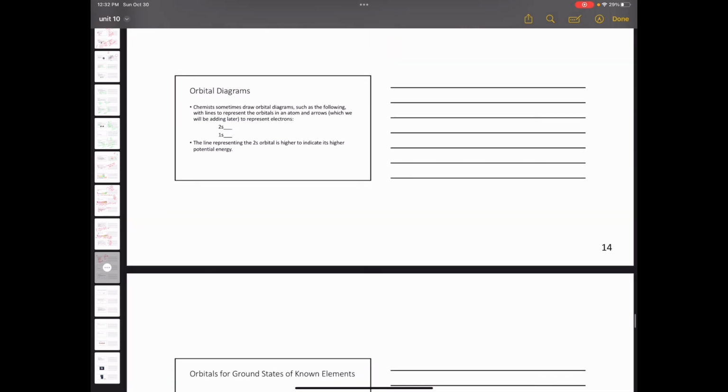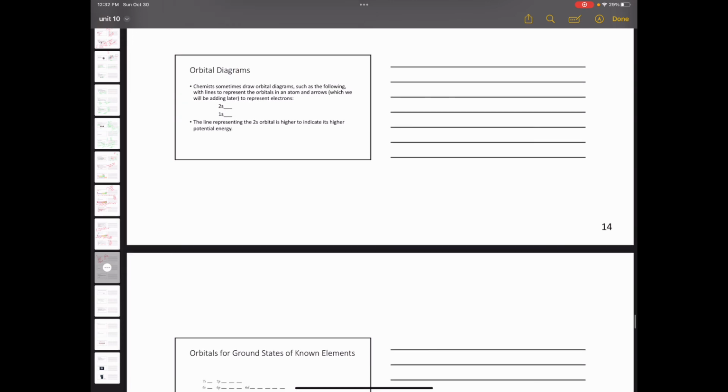The diagram, as we will see later, also tells us how the electrons are spinning. Is it upward or downward? So it is definitely a more in-depth version of electron configuration, and it is really helpful for scientists to look at orbital diagrams, because it gives a better idea to understand some chemical properties and physical properties as well. Okay, so chemists sometimes draw orbital diagrams such as the following with lines. The way we do it is we do lines representing the orbitals, and we do arrows that represent the electrons.